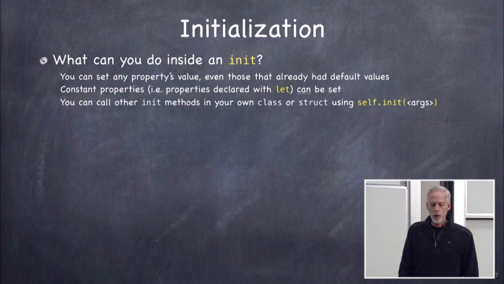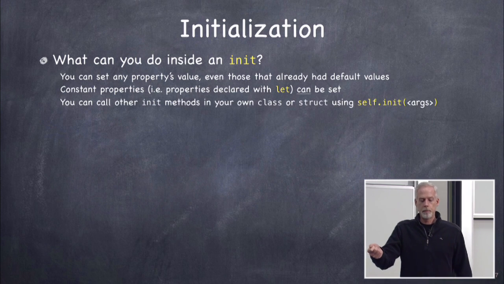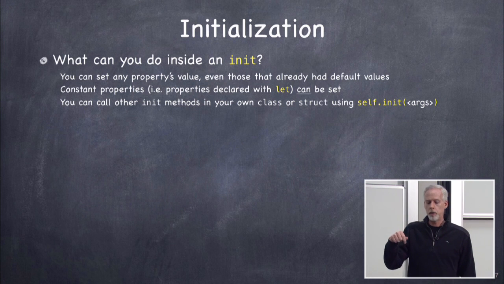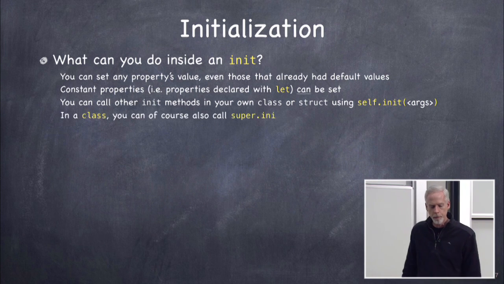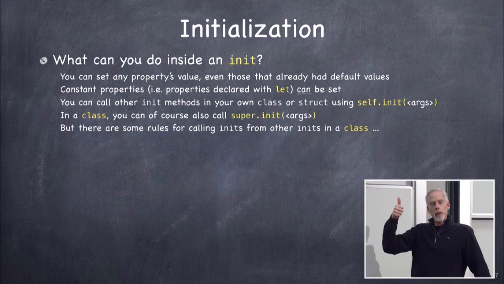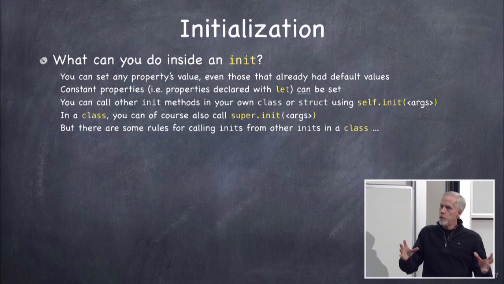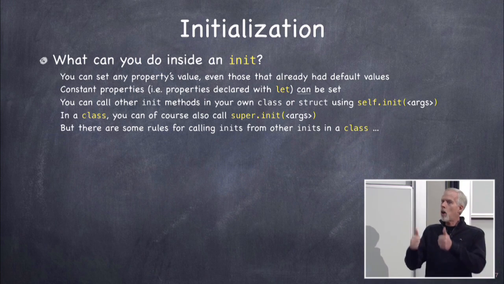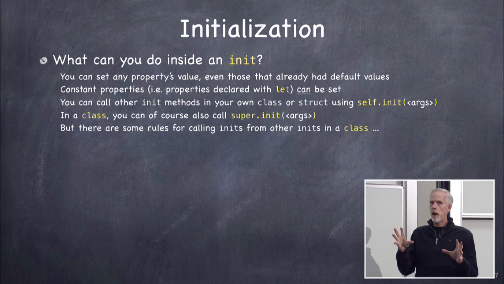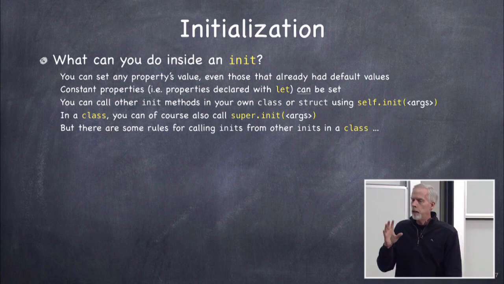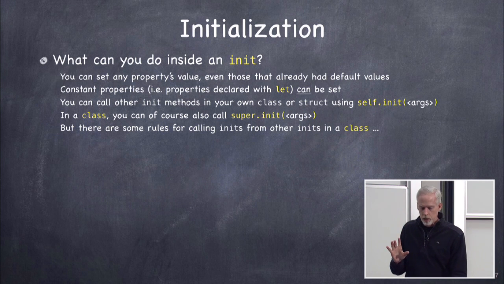You can call other init methods, in your own class or your own struct. And you do that by saying self.init with whatever the arguments to that init method are. So the init methods can call each other. In a class, you can call super.init, an initializer from your superclass. Of course, you need to get your superclass initialized. Now, when we start talking about class, though, and we start to talk about calling inits in our super, and we start thinking about inheritance, it gets really complicated. So let's start thinking about class and break this down.